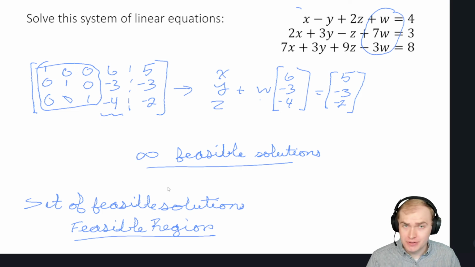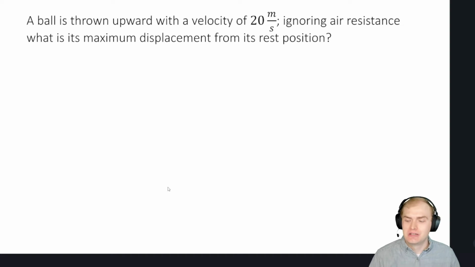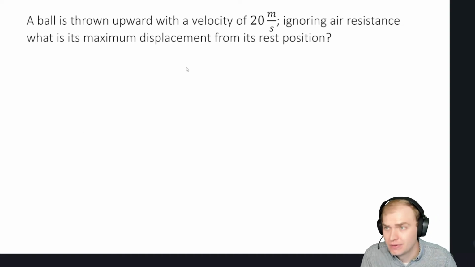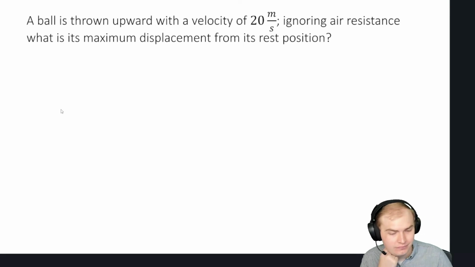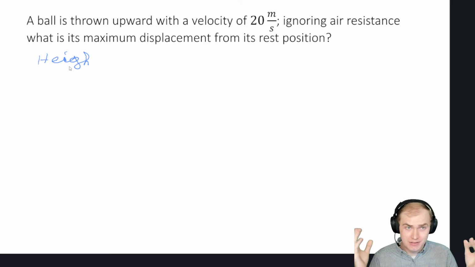So we've talked about constraints, we've talked about feasible solutions, feasible regions. Let's pivot a little bit and think about this problem from physics. If you've taken Physics 101, you've probably seen this problem. A ball is thrown upward with a certain velocity. We're going to ignore air resistance.